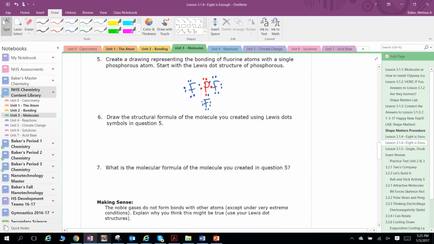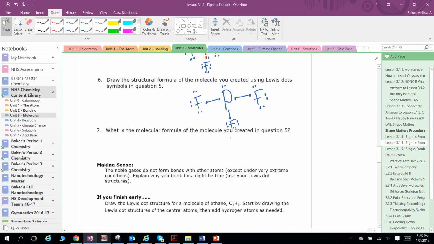Now it says, draw the structural formula of the molecule you created using the Lewis dot symbols. Structural formulas still include the lone pairs, but instead of drawing those 2 dots next to each other, you can draw a line between the 2. I like to show the dots making up the line, but I would say most people don't do that. What's the molecular formula of the molecule that you created? That would be PF3.